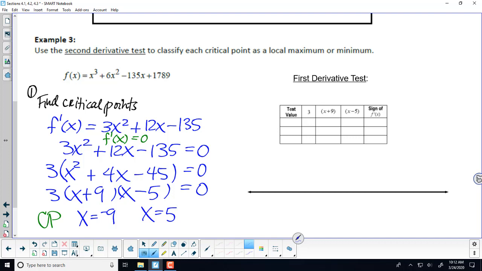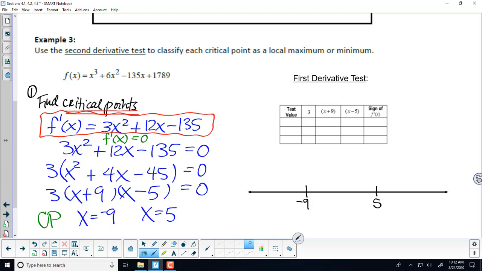Okay, so first thing we need is critical points. Anytime you're looking for a max or min, you need critical points, which requires the first derivative. So we found the first derivative, we set it equal to 0, and we solved. All right, so we found critical points of -9 and 5. So if we're doing the first derivative test, then we're trying to see if the first derivative changes its sign from positive to negative or vice versa at those values. So I have -9 and I have 5.